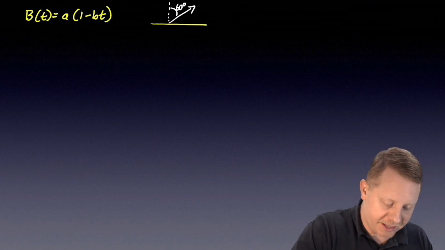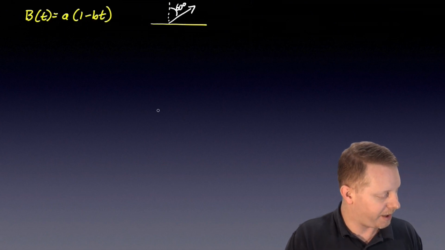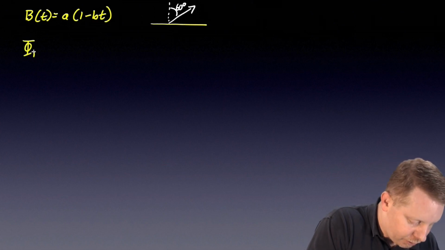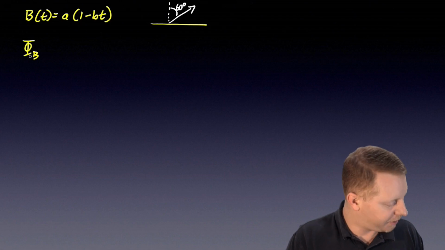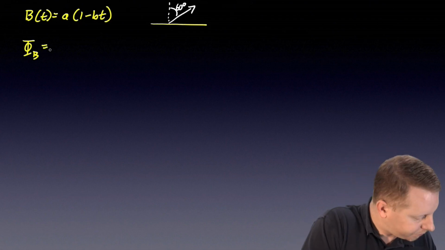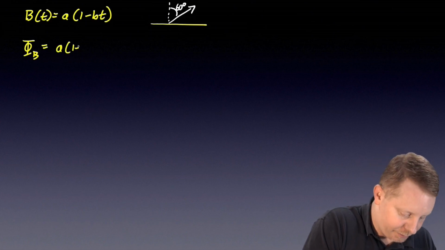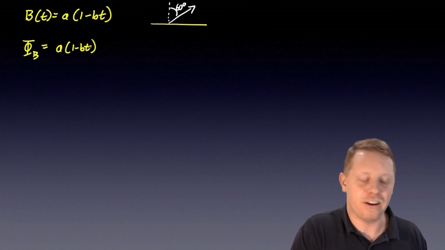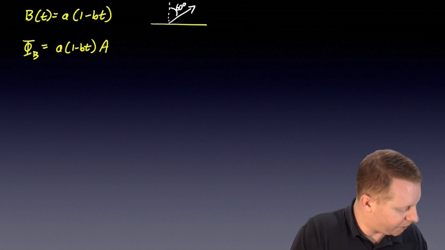All right, so first thing it asks us in this problem, part A, derive an expression for the magnetic flux through the loop. Well, the magnetic flux through the loop is just going to be the magnetic field times the area. We've got our magnetic field strength, so we'll have that in there, A times 1 minus Bt. We need to have the area of our loop. That's going to be pi r squared. I can just write that as area for now.